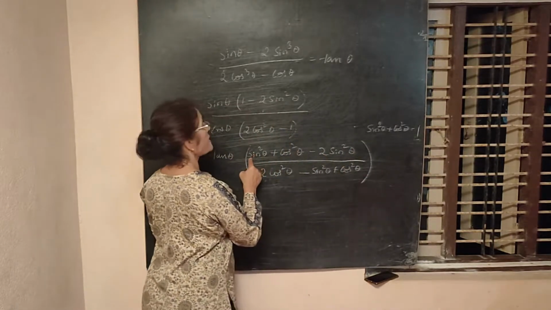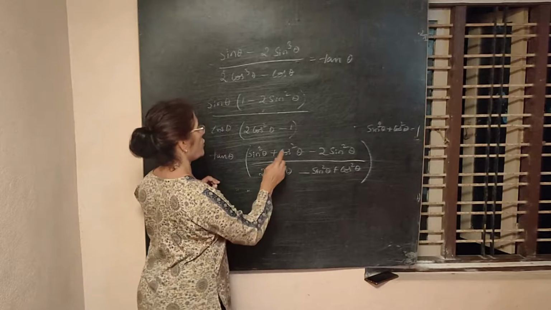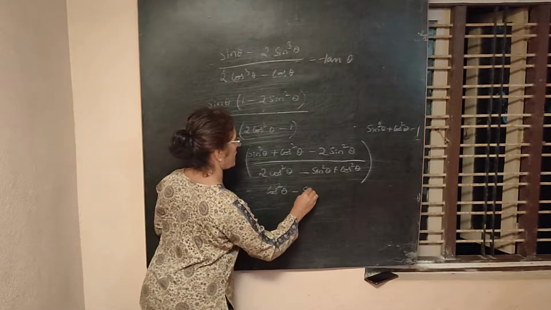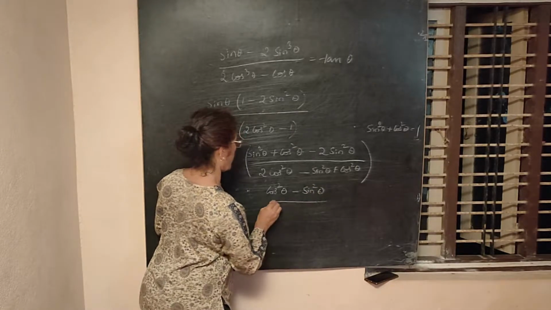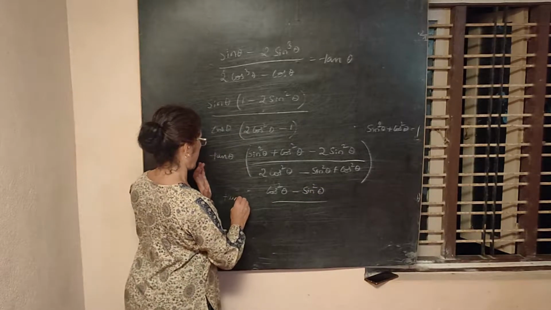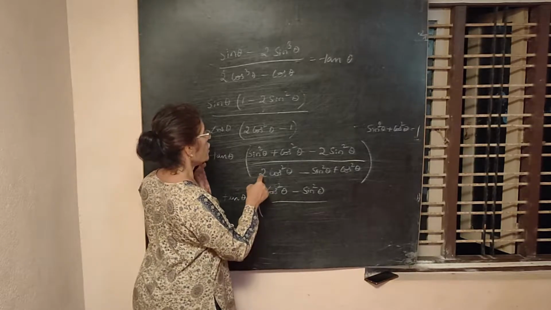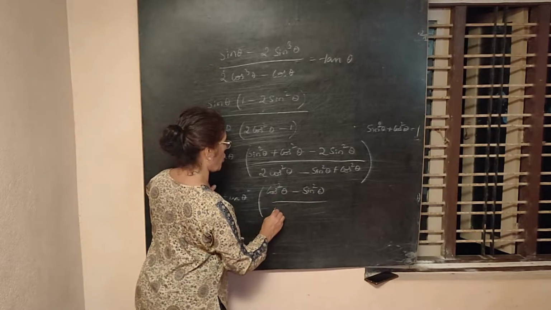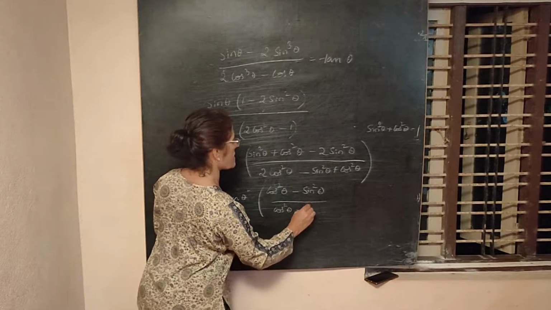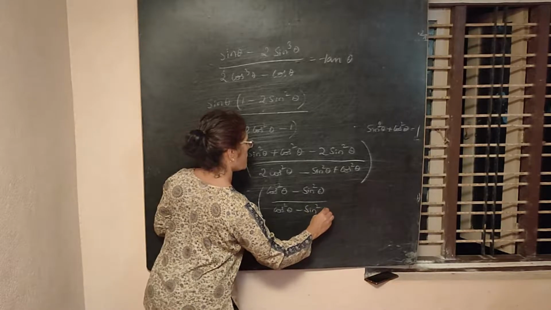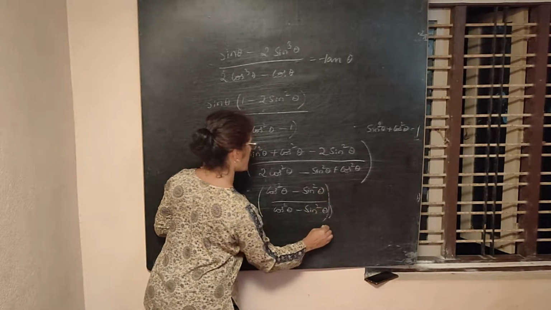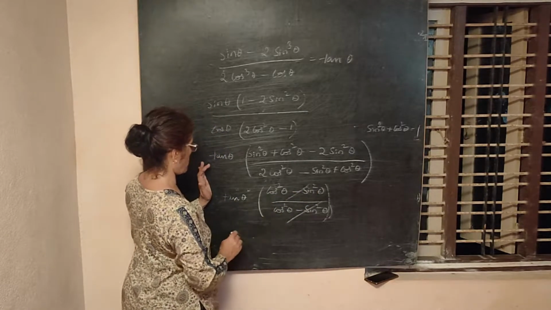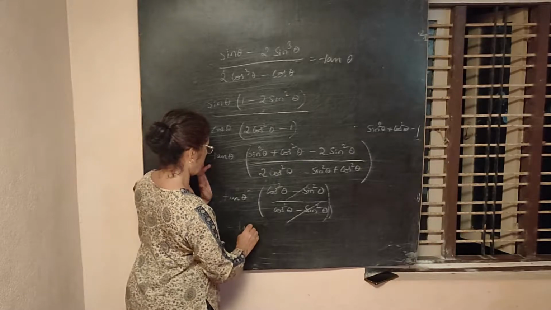And what is sin square theta minus 2 sin square theta? You get cos square theta minus sin square theta divided by, let tan theta be like that, into 2 cos square theta minus sin square theta, plus cos square theta, you get again cos square theta minus sin square theta. So this cancels, cos square theta minus sin square theta divided by cos square theta minus sin square theta. So the answer is tan theta.